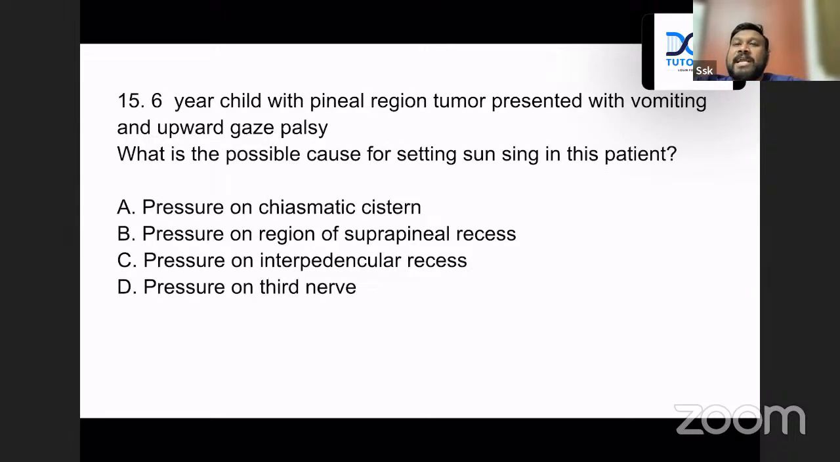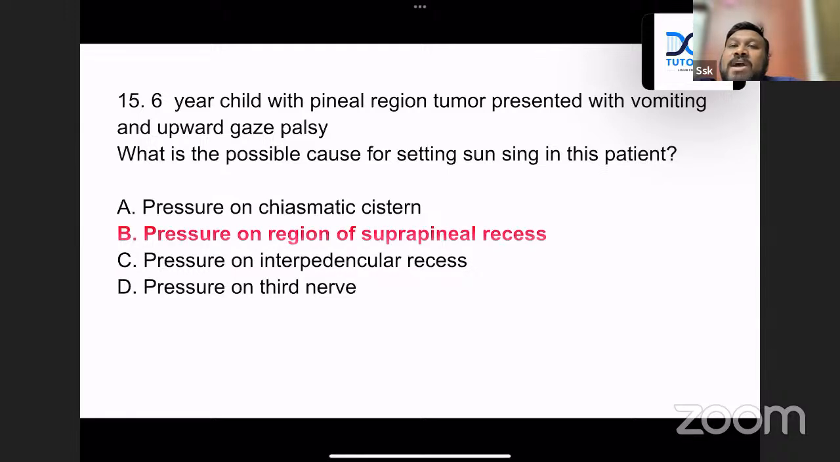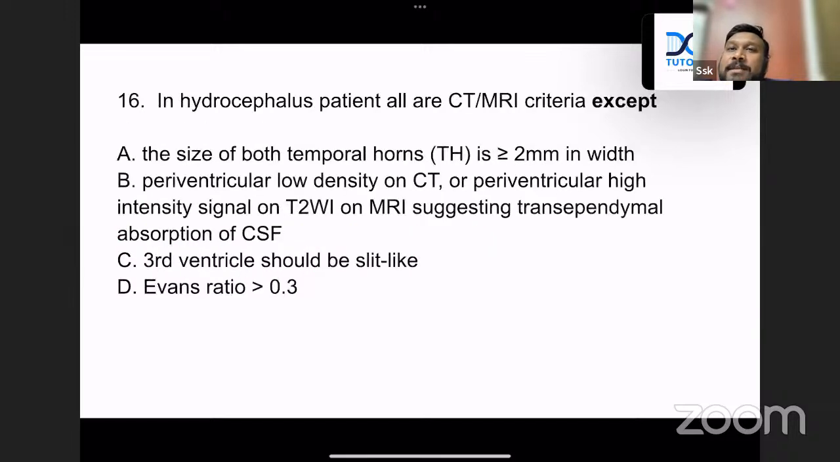A 6-year-old child is presenting to you with a pineal region tumor, presenting with vomiting and upgaze palsy. What is the possible cause for the setting sun sign in this patient? Apologies for the typing error here. What causes this upgaze palsy? That is the question. The upgaze palsy is happening because of compression in the region of the suprapineal recess. The suprapineal recess is adjacent to the dorsal midbrain, the superior colliculus. When that gets compressed, the child has a tendency to develop an upgaze palsy.